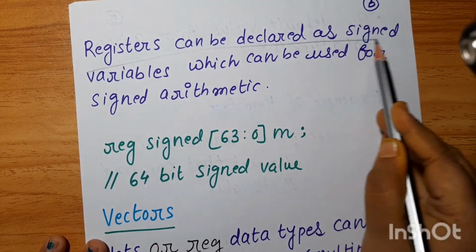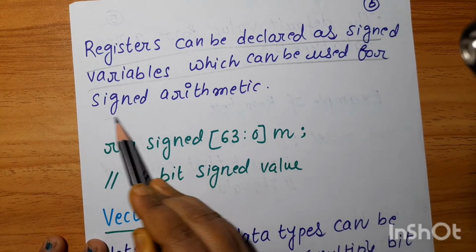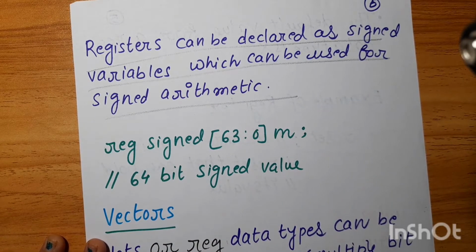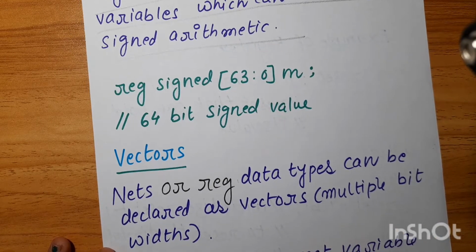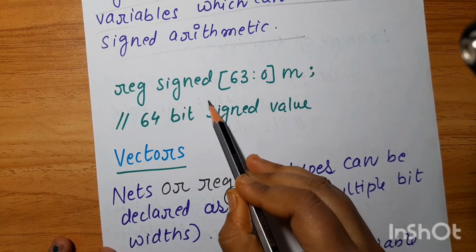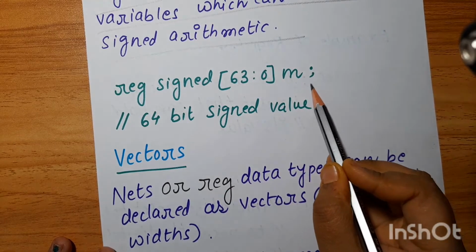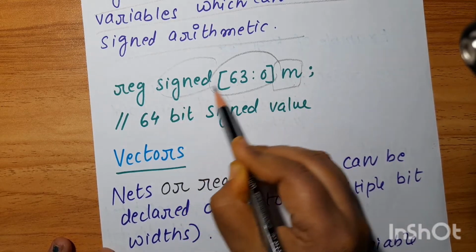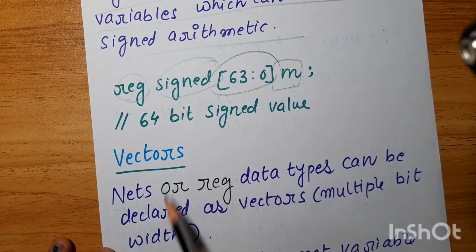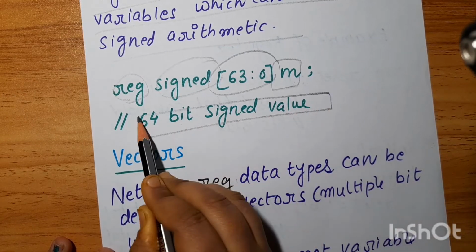Registers can be declared as signed variables, which can be used for signed arithmetic. We spoke about register variables, which by default are unsigned. Now you can declare them as signed variables, and signed variables are used for signed arithmetic, with a positive and negative sign. If you don't put signed, then it can only hold positive values. So: reg signed [63:0] M; semicolon. M is a register of width 64 bits, signed in nature, and of type register. A 64-bit signed value can be held by M.